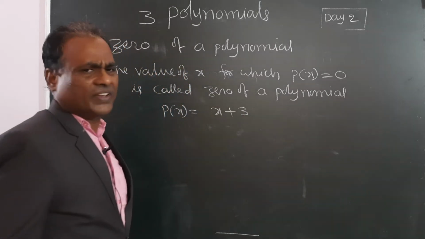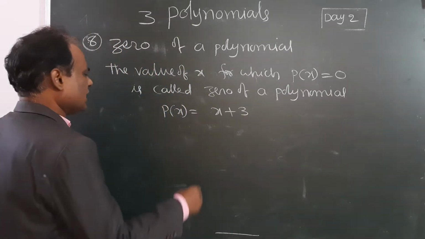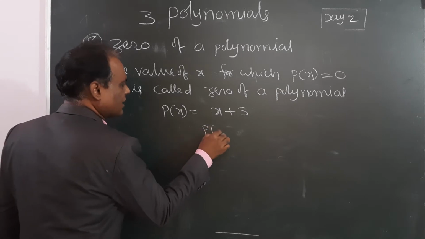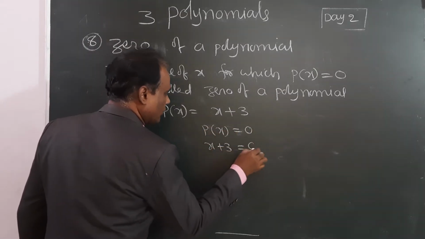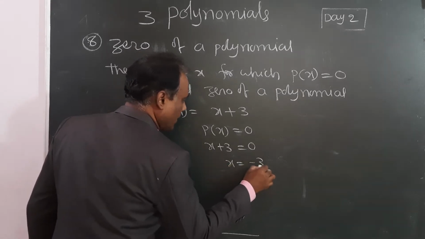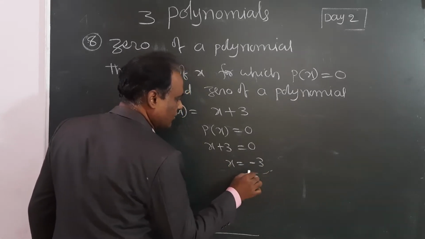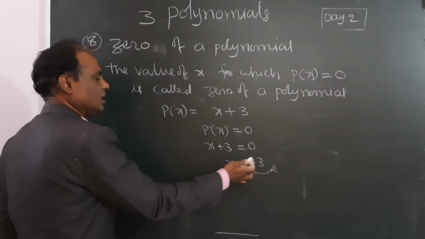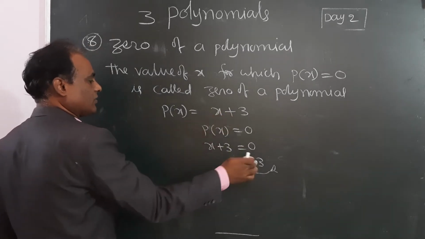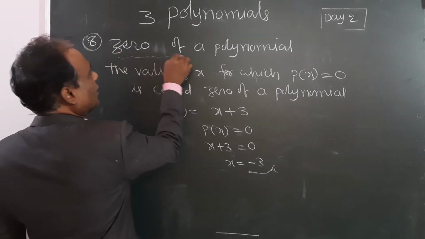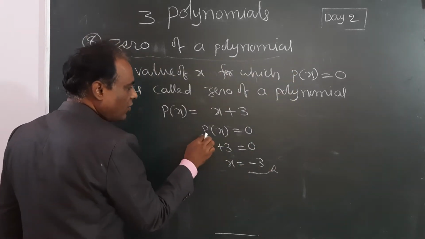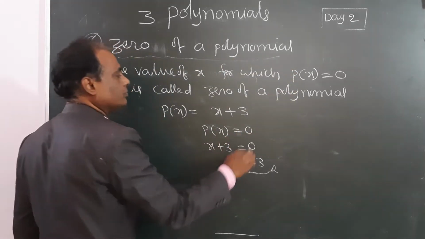Like that, by seeing we can tell, but the simple method is to equate that polynomial to 0. That means x plus 3 should equal 0, so x is equal to minus 3. This minus 3 is the zero of the polynomial. If you substitute minus 3 here, minus 3 plus 3 is 0. So whenever zero of a polynomial is asked, equate that polynomial to 0.